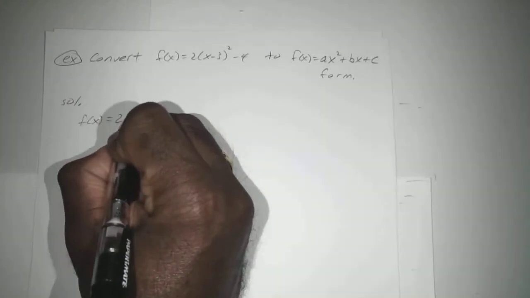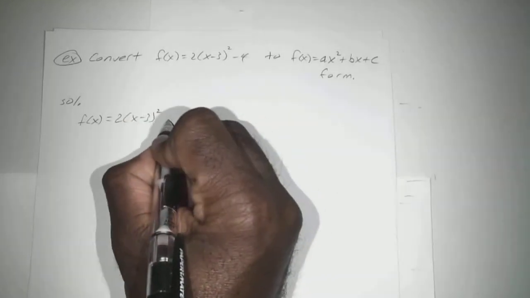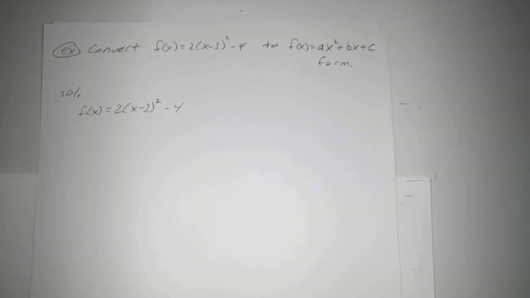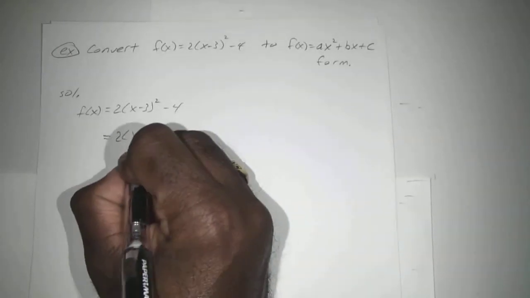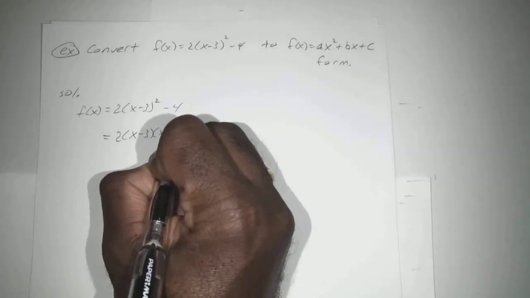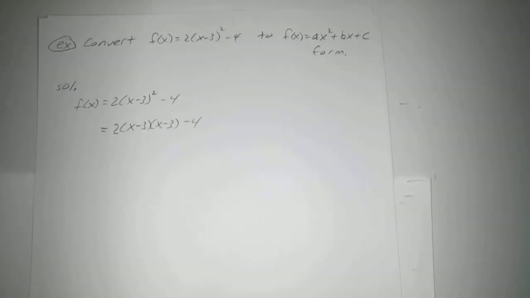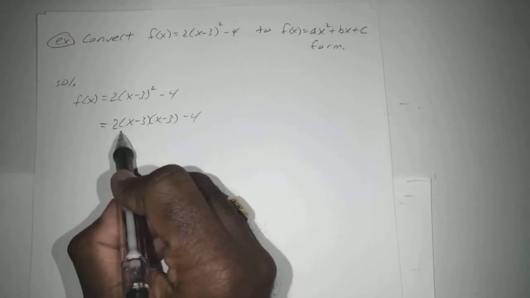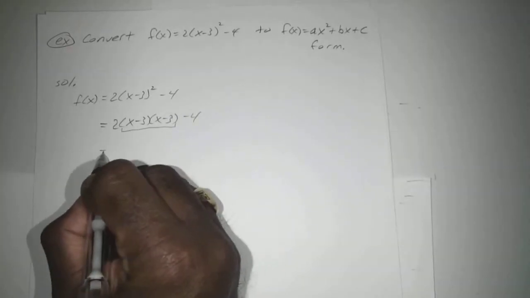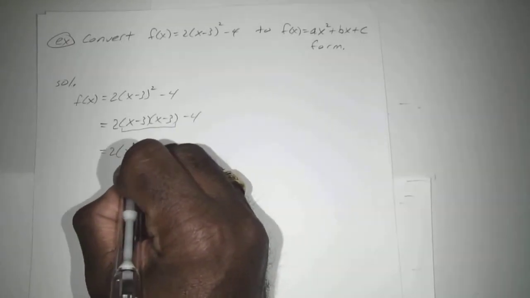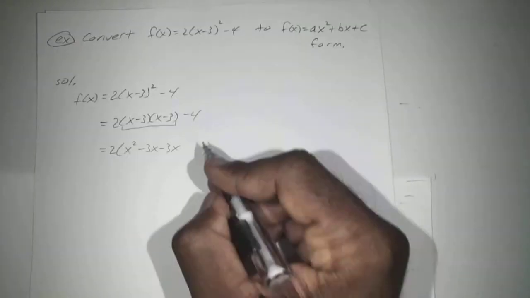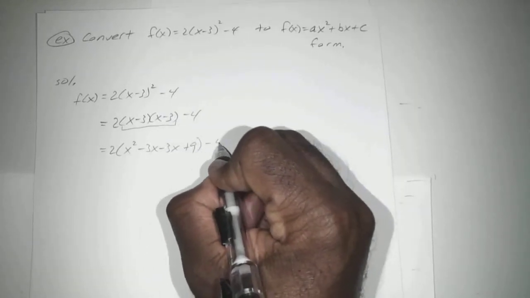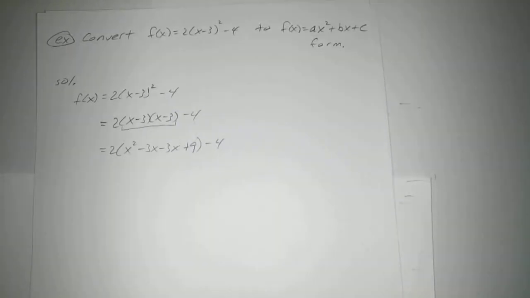because f of x equals 2 times x minus 3 squared minus 4. Yep, all we have to do is separate that. That's just 2 times x minus 3 times x minus 3 minus 4. Okay, so if we go ahead and do the FOIL method there, we have 2 times x squared minus 3x. We could have just made it minus 6, but I'll go through the actual steps. Yep, plus 9. And don't forget your minus 4 on the end.